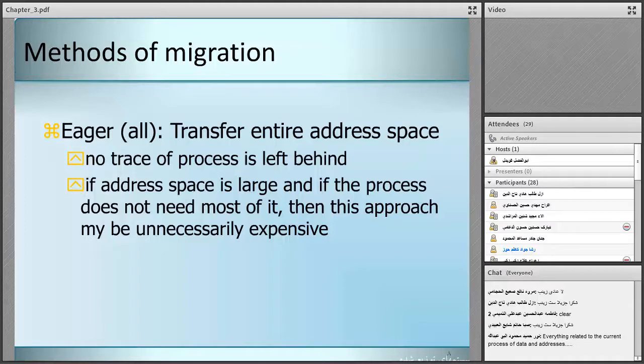In other words, we firstly stop the process on the source machine, and then we start to transfer all the data of the process to the destination machine. Then we create a process on the destination machine, the data is transferred, and then we can start the process on the destination machine. It is eager-all.